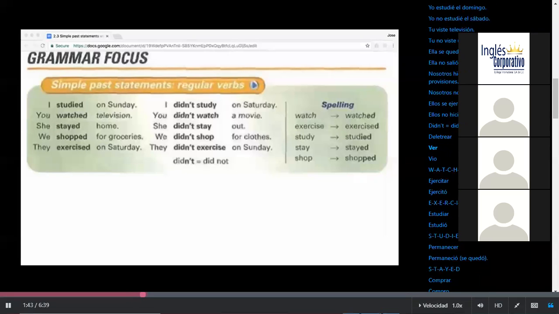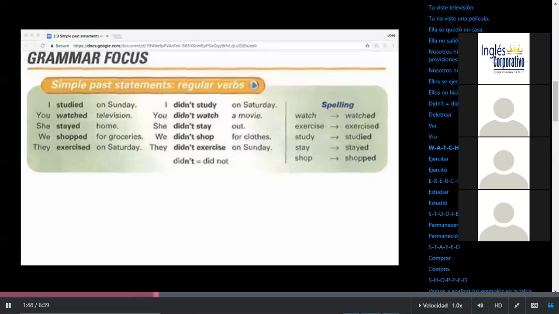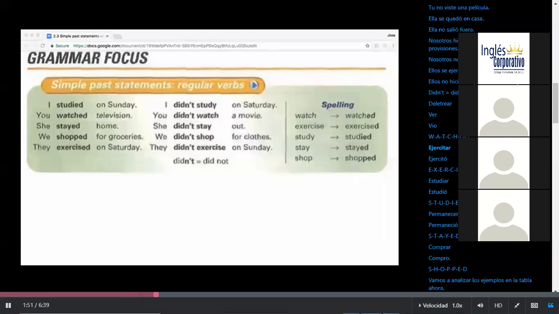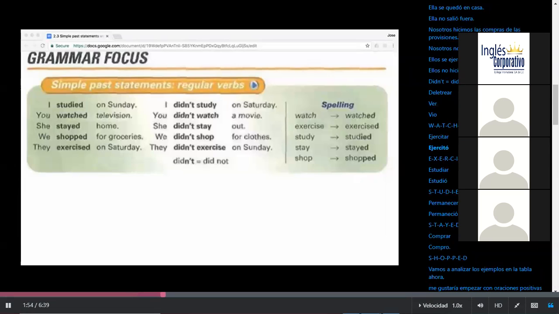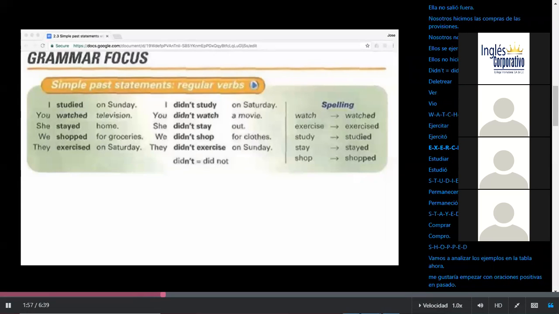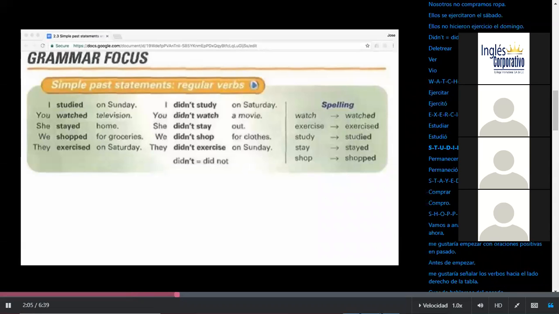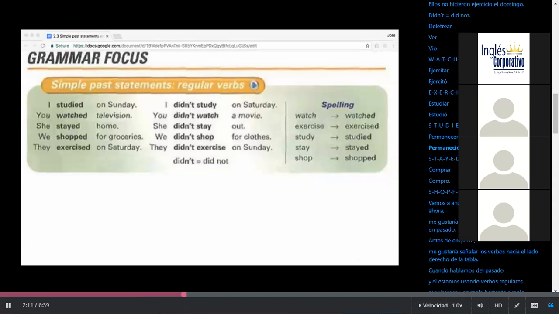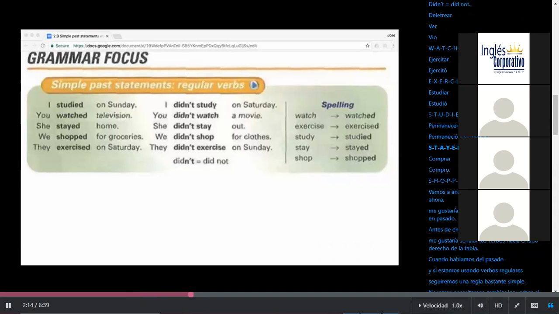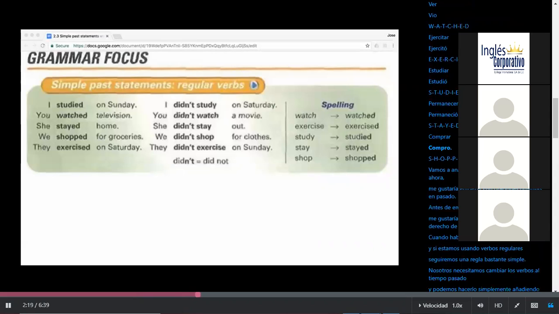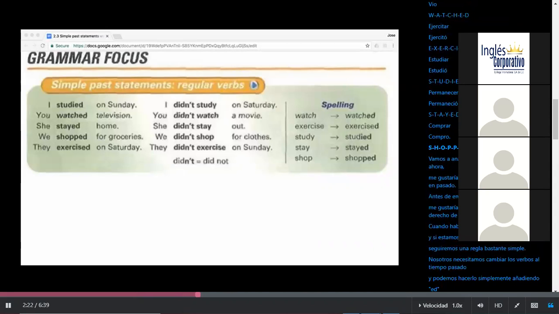Spelling. Watch, watched. W-A-T-C-H-E-D. Exercise, exercised. E-X-E-R-C-I-S-E-D. Study, studied. S-T-U-D-I-E-D. Stay, stayed. S-T-A-Y-E-D. Shop, shopped. S-H-O-P-P-E-D.